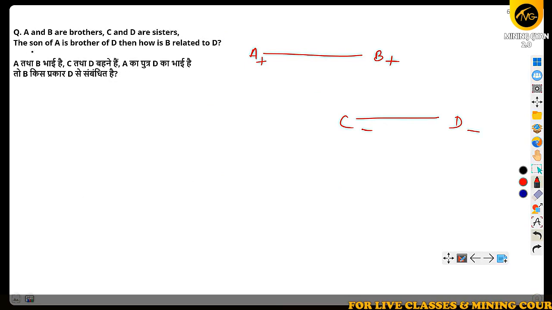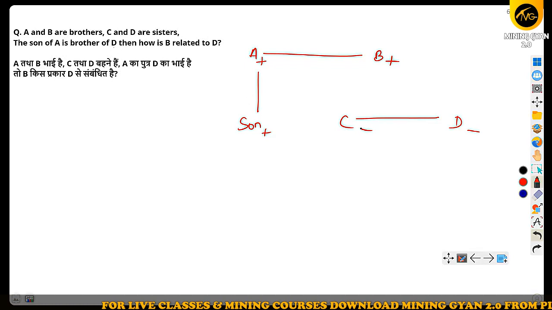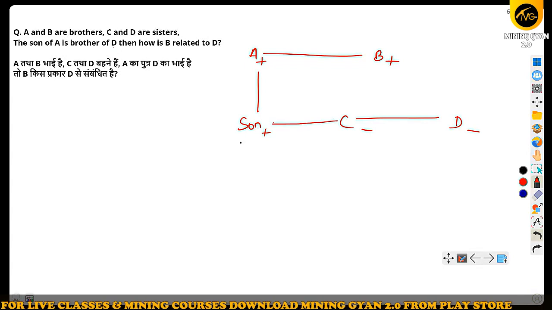The son of A is brother of D. Suppose the son of A is brother of D. So already we have known C and D are sisters, so it will be in the same generation. So the son, C and D, all three are siblings. Okay, so the son of A is brother of D.